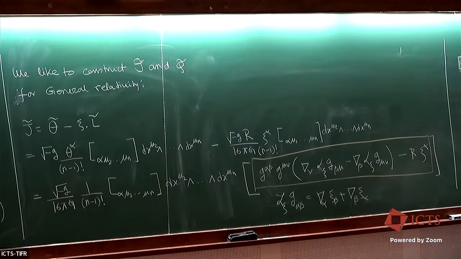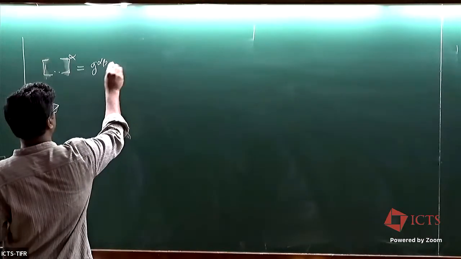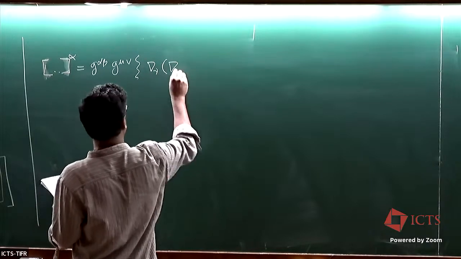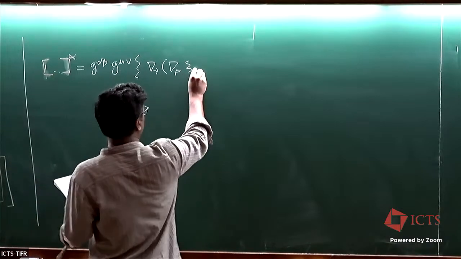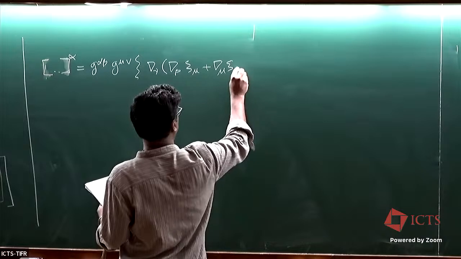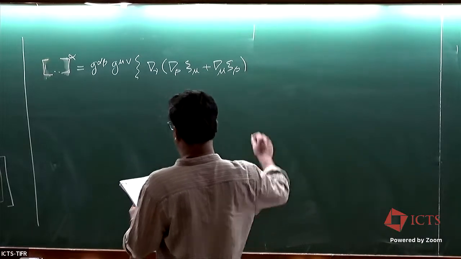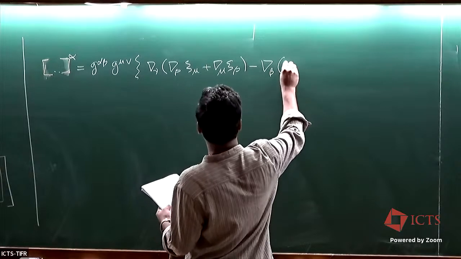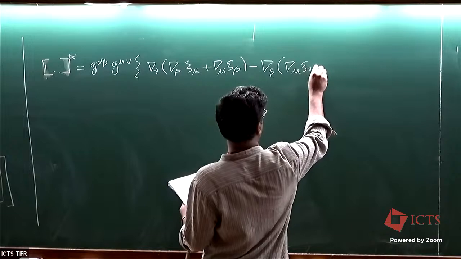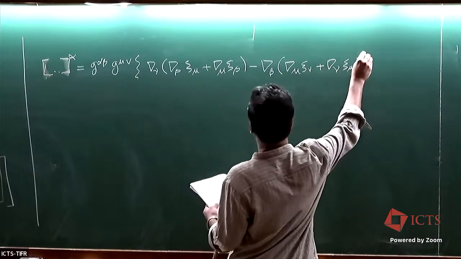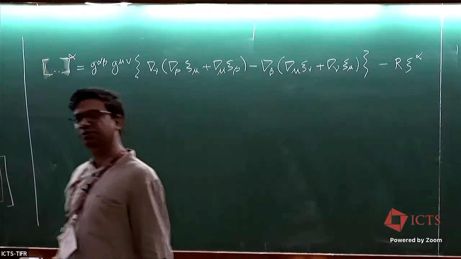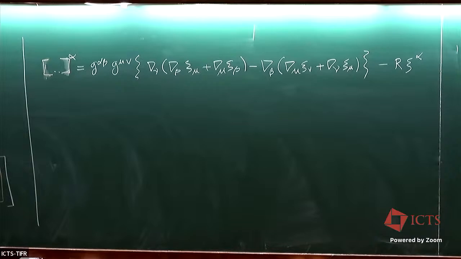So let's go ahead and write it. What is this object? This object is then g^{αβ} g^{μν}, then in brackets ∇_ν ∇_β ξ_μ plus ∇_μ ∇_β ξ_ν, then I have this object minus ∇_β ∇_μ ξ_ν, this object minus R. Agreed? This is the thing which we'll want to work with. Clear? Let's go ahead.